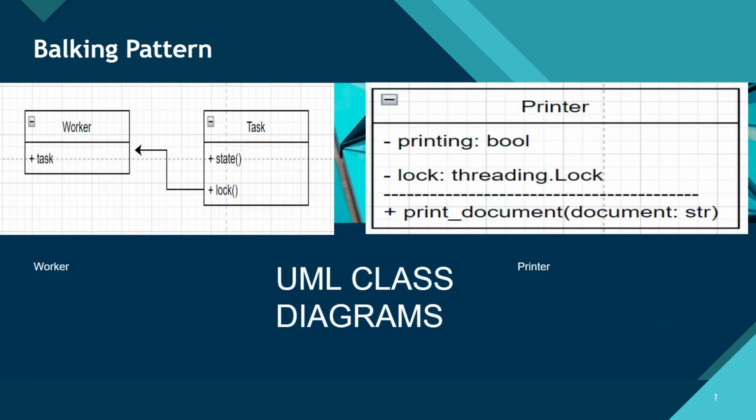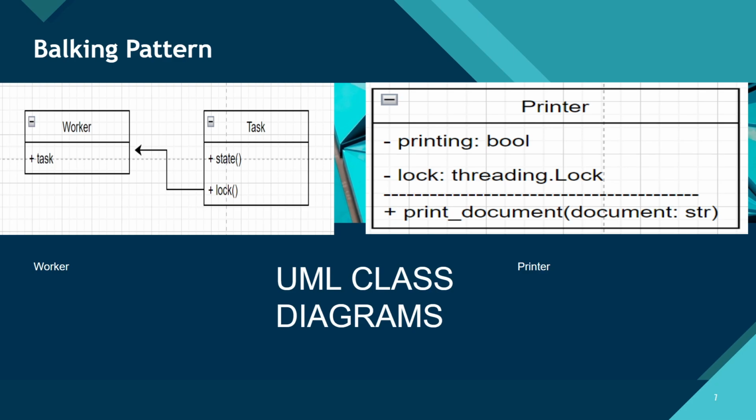Balking pattern UML class diagrams. For the UML class diagrams, I provided two different examples just to show the diversity of the UML class diagrams. As you can see, the UML class diagrams are fairly simple. On one hand, we have two classes, and on the right side, we have a single class, which is what I used for my demo that I will be showing after this.